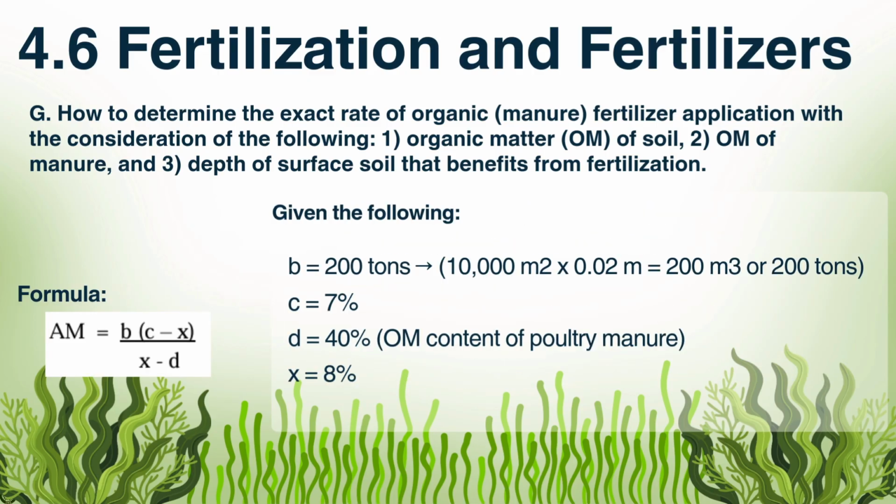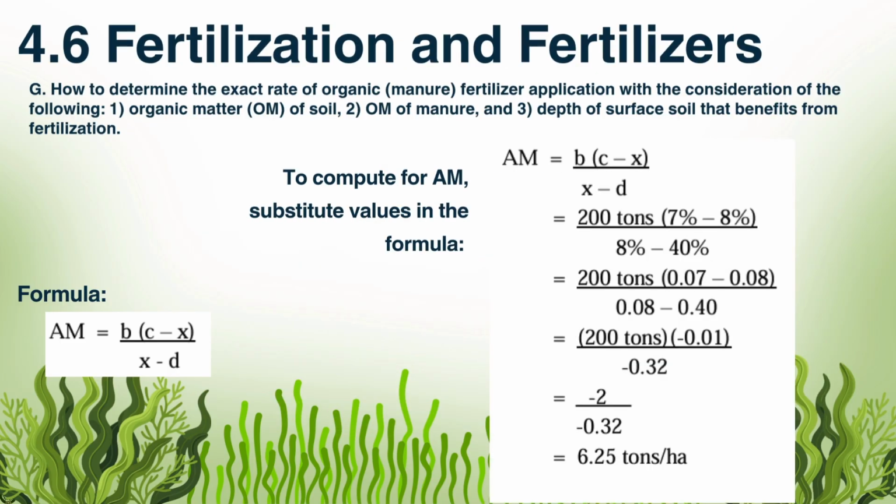For example, given the following that the B is 200 tons, C is 7%, D is 40% organic matter content of poultry manure, and X is 8%. So to compute for the AM, we need to substitute the given values in the formula. So it is shown here, the substitution, 200 tons multiplied by 7% minus 8% over 8% minus 40%. So, ginawa yung percentage into decimal point and the operations are applied. So, the answer is 6.25 tons per hectares.